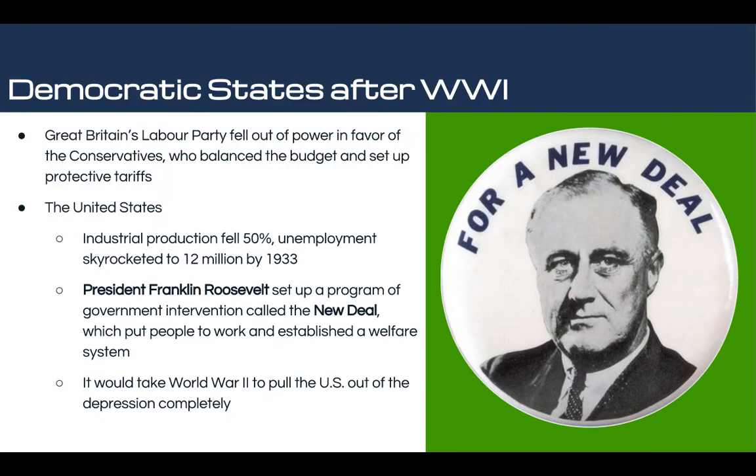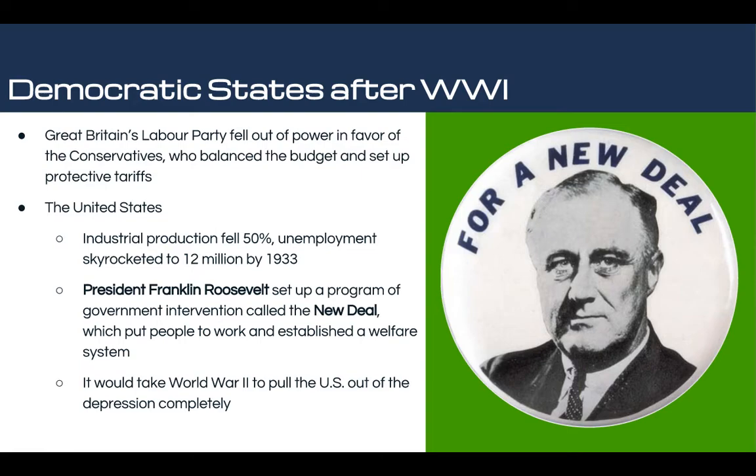In Great Britain, the party in charge, the Labour Party, fell out of favor, and the Conservatives come into power in Britain. They try to balance the budget, they set up protective tariffs, and try to wait out this depression. But the one you might be most familiar with is the United States. Whereas industrial production fell by 50% and unemployment skyrocketed to about 12 million people, the United States turned to a Democratic president, Franklin Roosevelt, who set up a program of government intervention. And this was known as the New Deal.